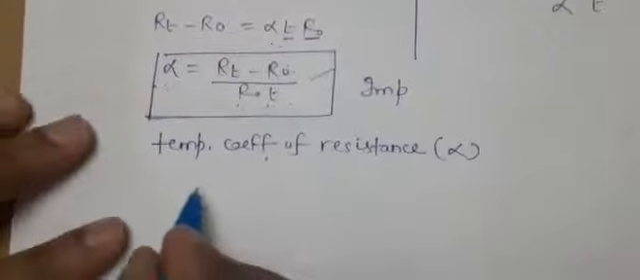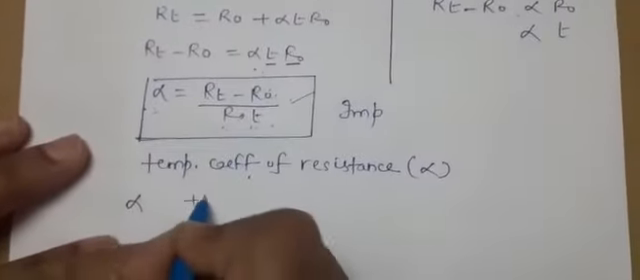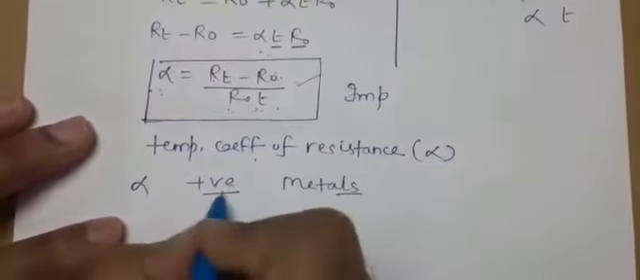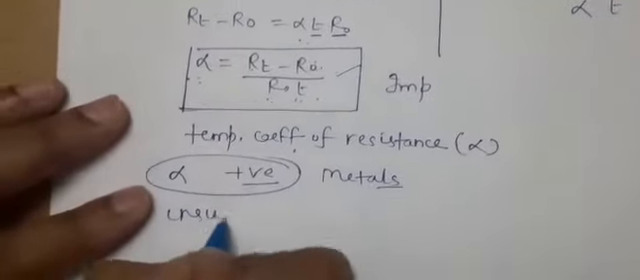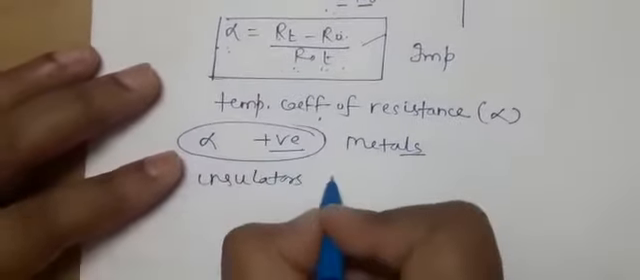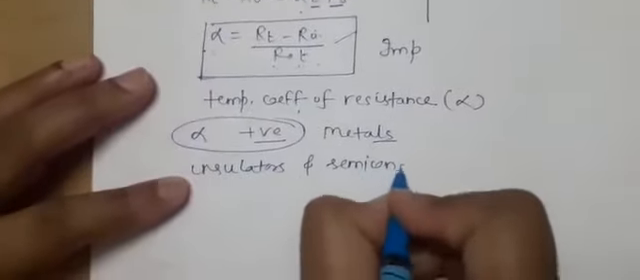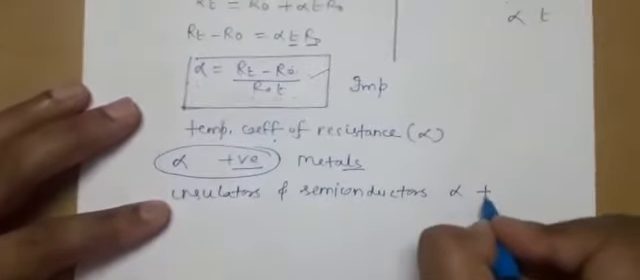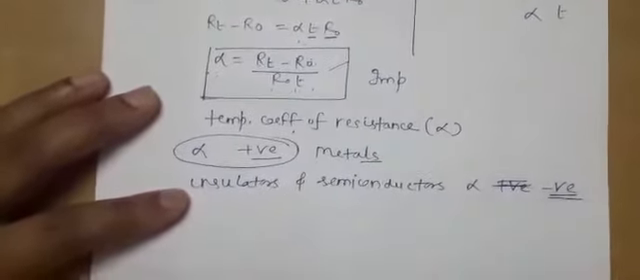After defining this alpha, this temperature coefficient is positive for conductors, for metals. This is a point which you have to learn. Whereas for insulators, or you can take semiconductors, for insulators and semiconductors this temperature coefficient is not positive, it is negative. You have to learn it.